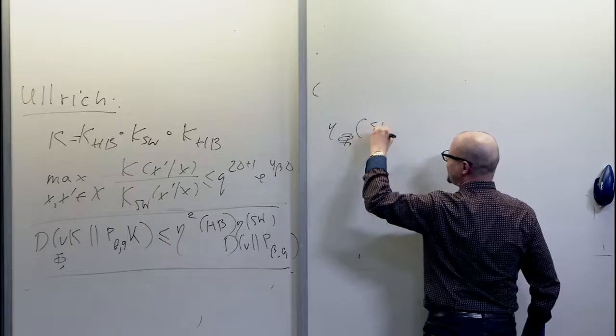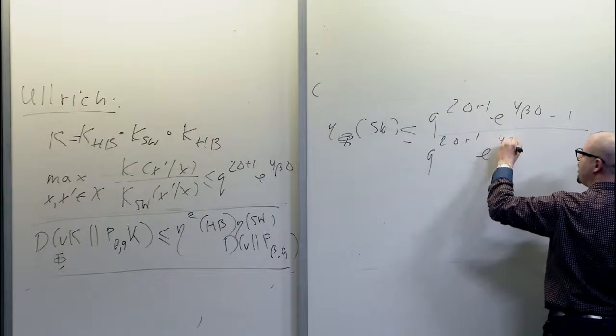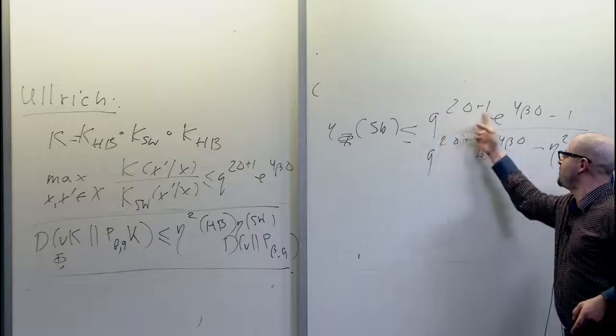So q to the 2 delta plus 1 e to the 4 beta delta minus 1, divided by q to the 2 delta plus 1 e to the 4 beta delta minus the square of the heat bath constant. And so it's better than Ulrich's, but because of these exponents, none of them are that great. So anyway, all right. Well, thanks a lot. Thank you.